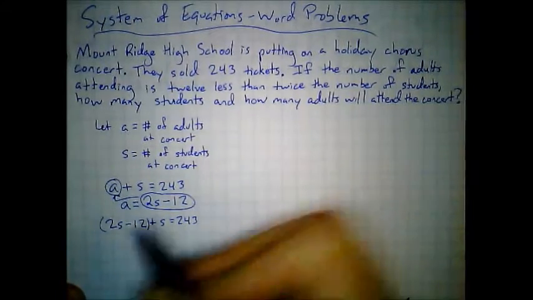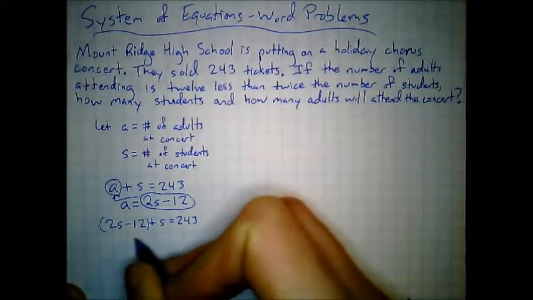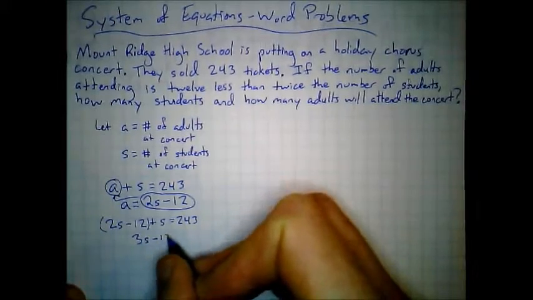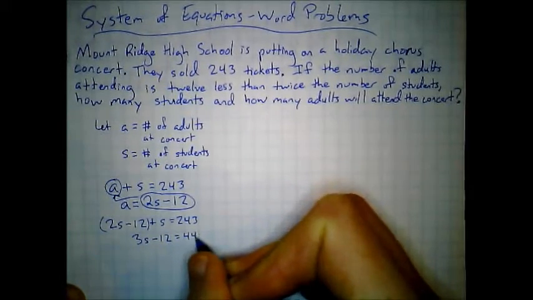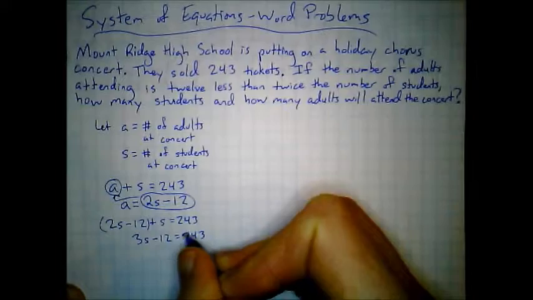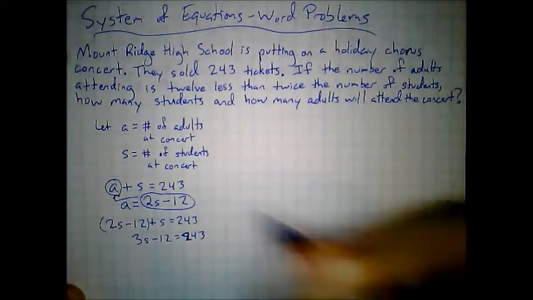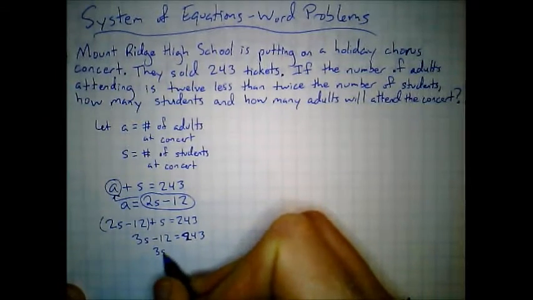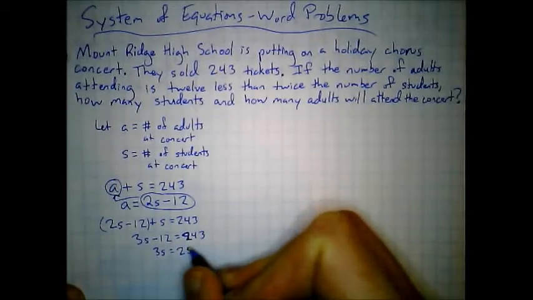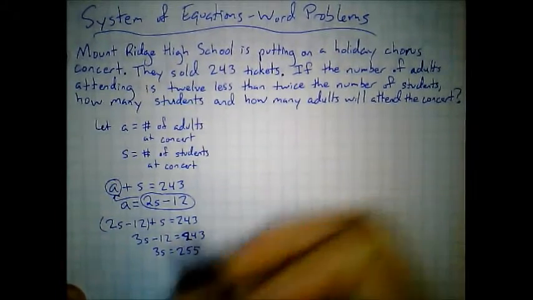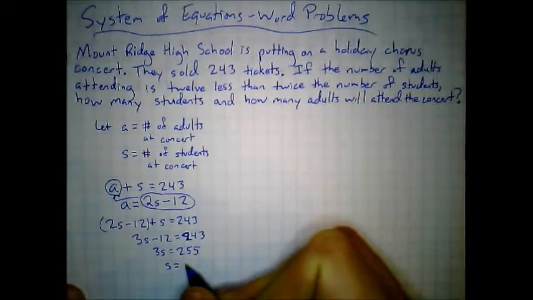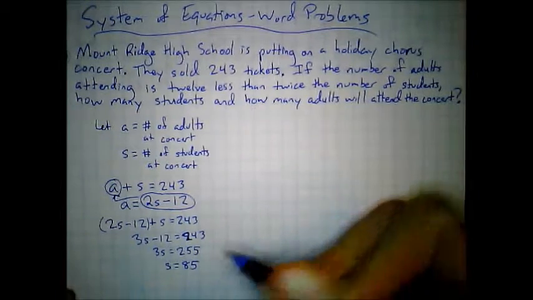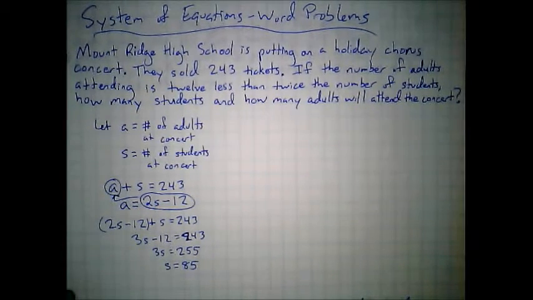Now I'm just going to simplify and solve. 2S plus S is 3S, minus 12 equals 243. Add 12 to both sides, so we have 3s equals 255. So this means s equals 85. Now we can't get lost in the algebra.